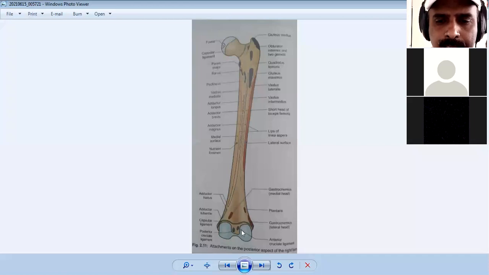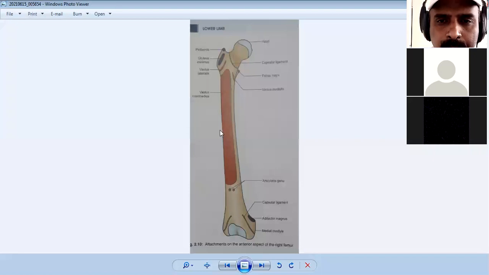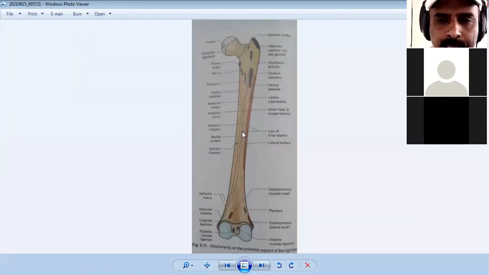And what are the surfaces? It has an anterior surface. This is what we call the anterior surface in the middle. Then we have the posteromedial and posterolateral, that is, a medial surface and a lateral surface, that we get in the middle one third of the shaft of the femur. Then the upper one third of the shaft of the femur also has four borders and four surfaces.